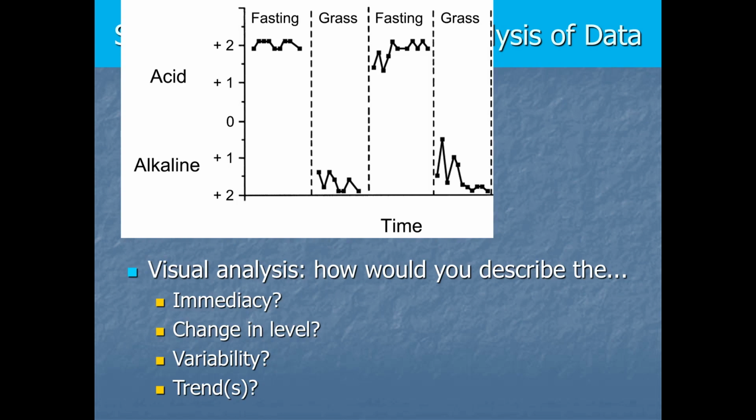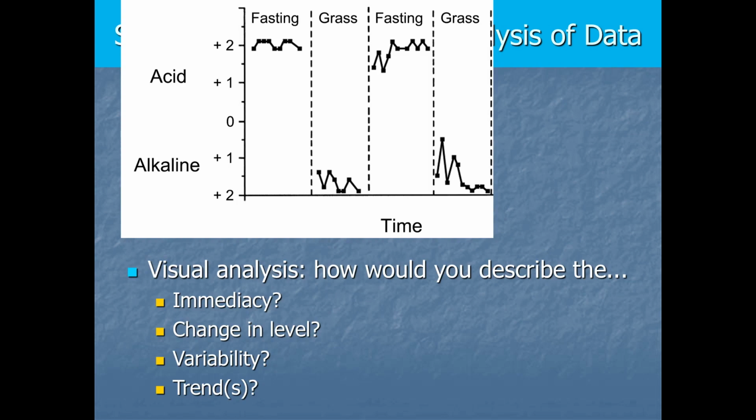Okay, first off, the immediacy is pretty obvious here. We'd say there's a high immediacy, a lot of immediacy, because the change always happens right on the first day that the feeding situation has changed. Okay, what about the change in level? Again, I'd say this is pretty obvious here, a pretty extreme change in the average level during each of the phases. We're talking quite high versus quite low, right? Not a subtle little difference of just a little bit.